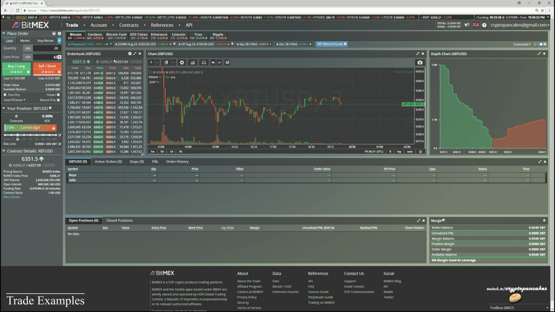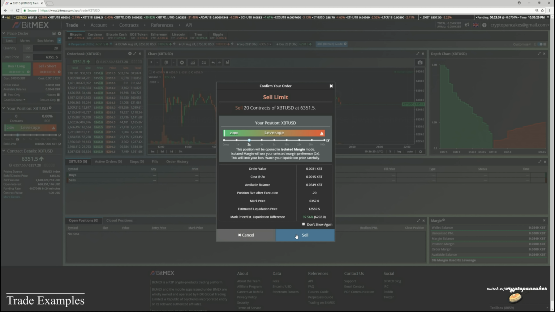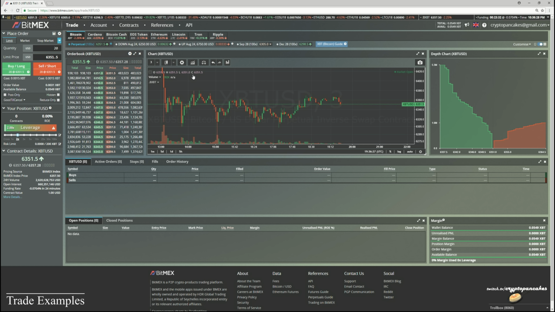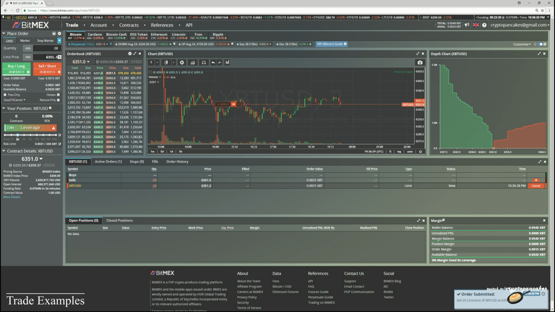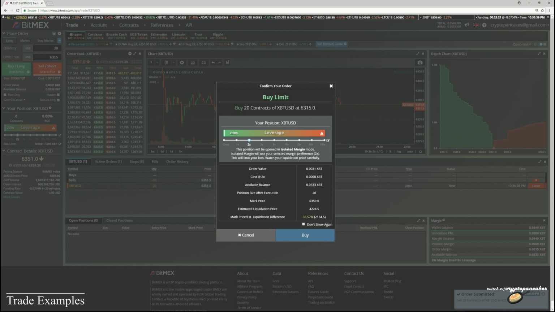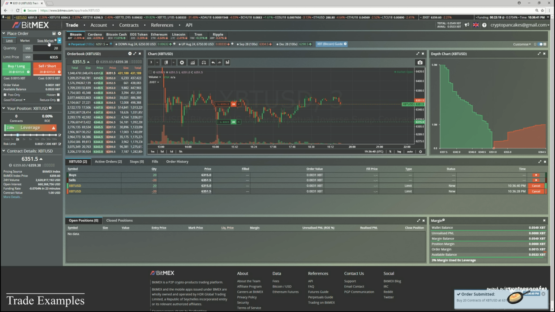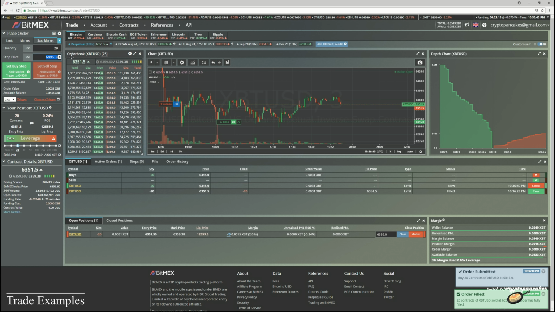To sum it up, I will choose 2 trade examples. The first one, I'll open a short position at 6,351. After that, I'll place a take profit at 6,315 and a stop loss at 6,381. In this case, I will be covered in any direction that price may move, since I have an open position, profit taking order, and a stop loss.